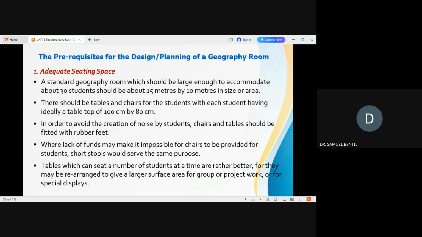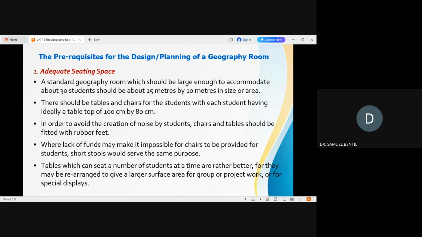So in designing a geography room, there are 4 areas or requirements that you must bear in mind anytime you are designing or planning a geography room to be built. The first one is that you must bear in mind that there should be adequate seating space.